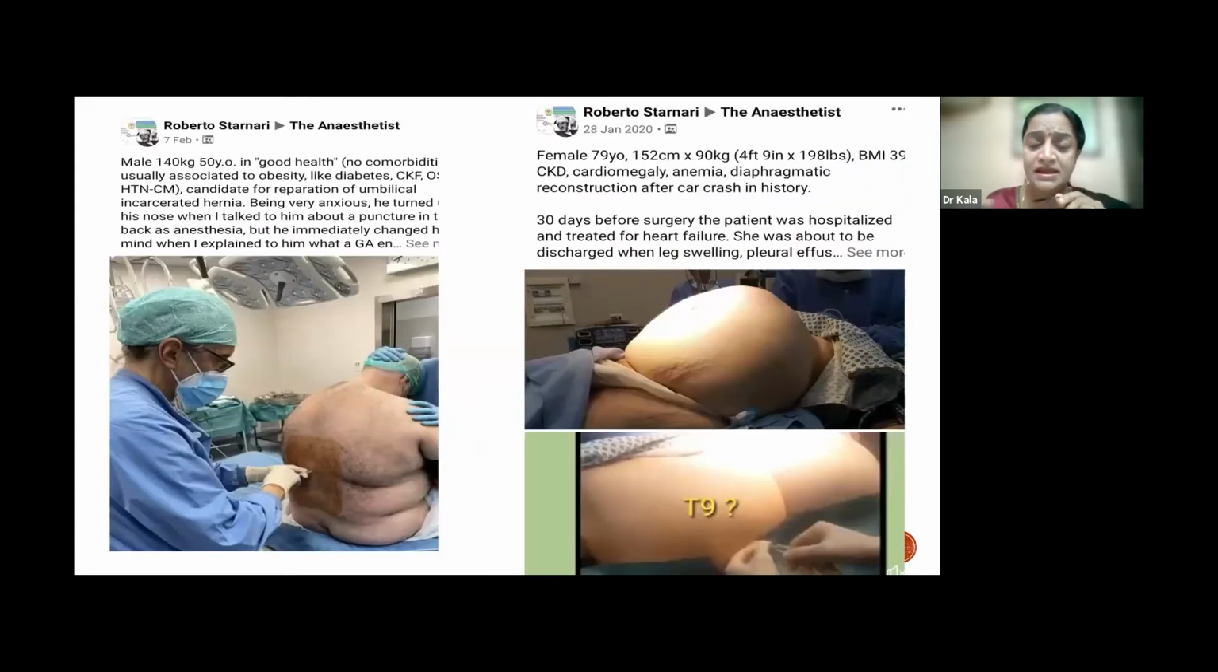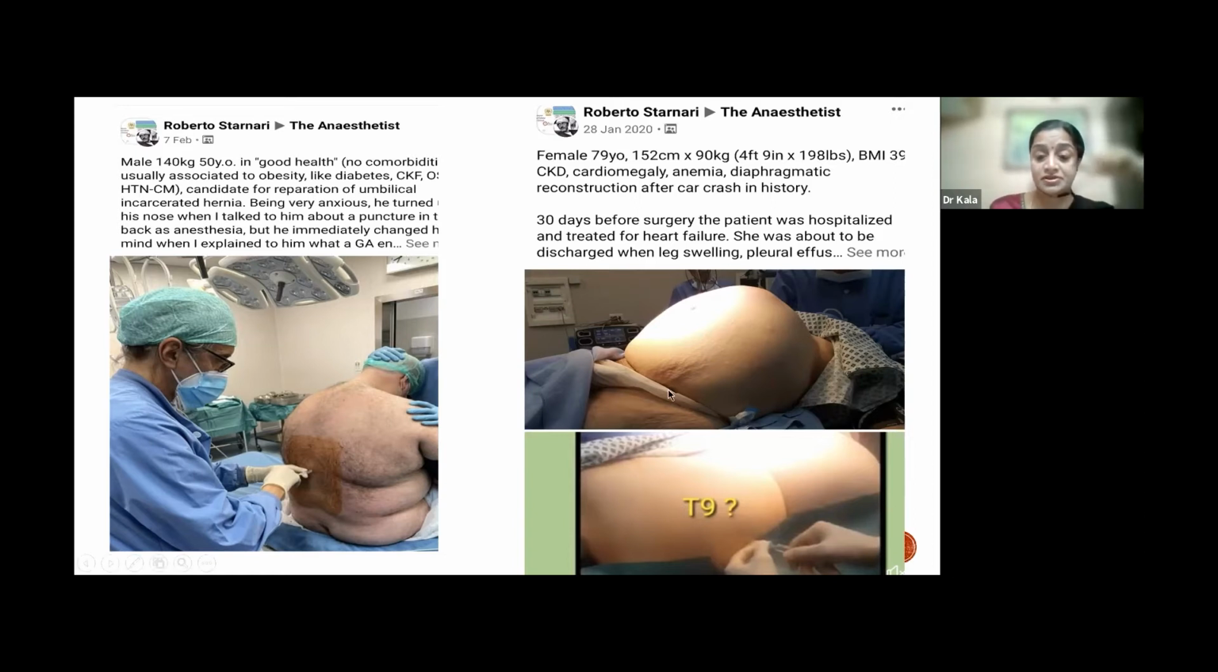There are many FB posts showing a few spine-chilling cases by Dr. Starnari and team on Facebook. They gave higher level spinals in continuous form or a single dose with or without an epidural combination in patients with multiple comorbidities like severe obesity, chronic renal disease, cardiomegaly, anemia, and myocardial infarctions with low ejection fractions, and they have successfully conducted surgeries.